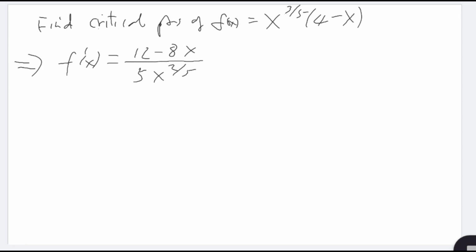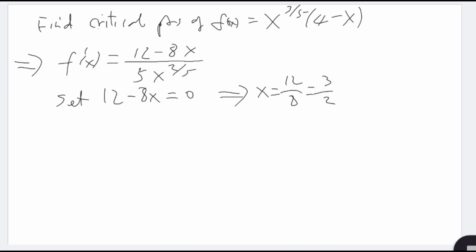So according to our definition, we're going to set the top to 0 and solve. You can see the answer is going to be 12 over 8, or 3 over 2. Move the x term over, divide, then cross out 4 from top and bottom. So 3 halves is a critical point.